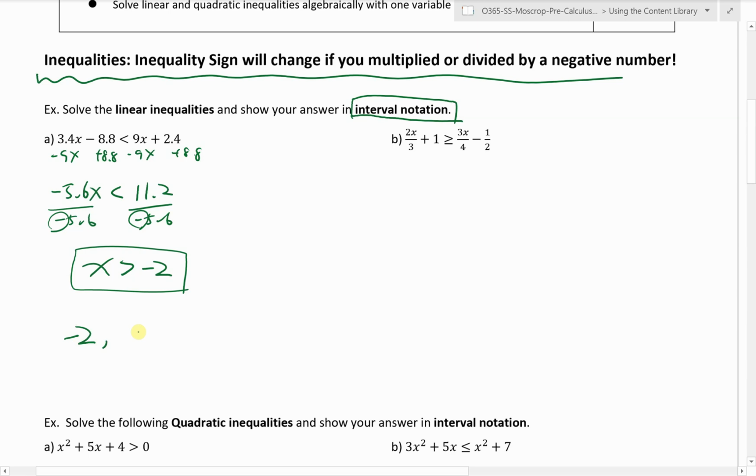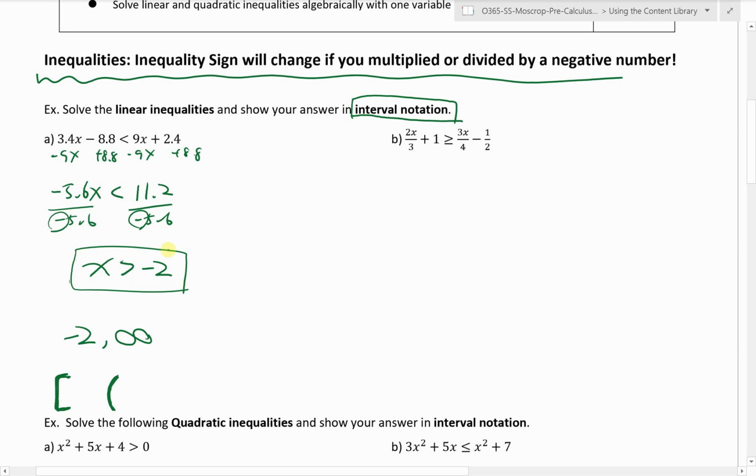So we write negative 2, which is the smallest value, and we write positive, oh, that's an ugly looking infinity, an infinity symbol to represent that it goes to a very, very big number, and there's no end to it. If you recall, there were two kinds of brackets we need to use for interval notation. There is the square bracket and the regular bracket. The square bracket indicates that it includes that value. The regular bracket means it does not include that value.